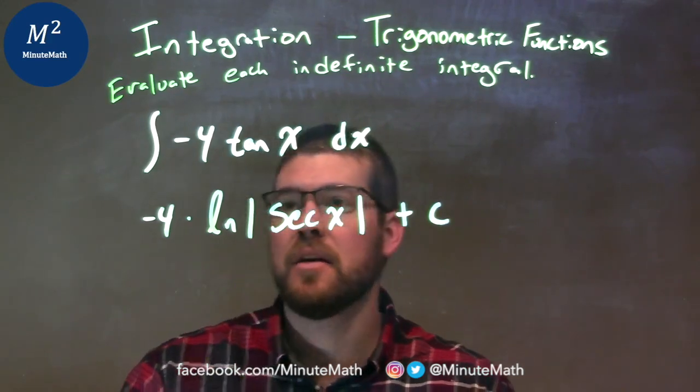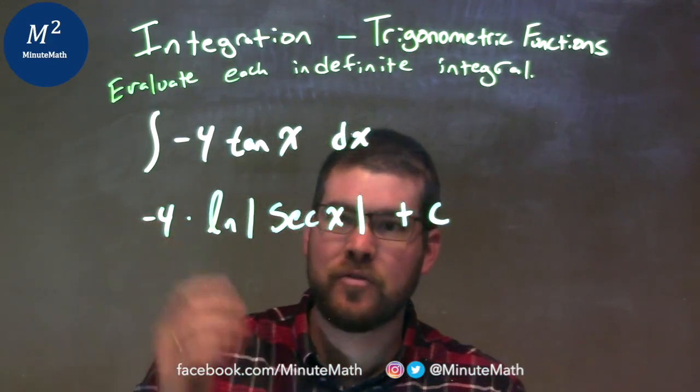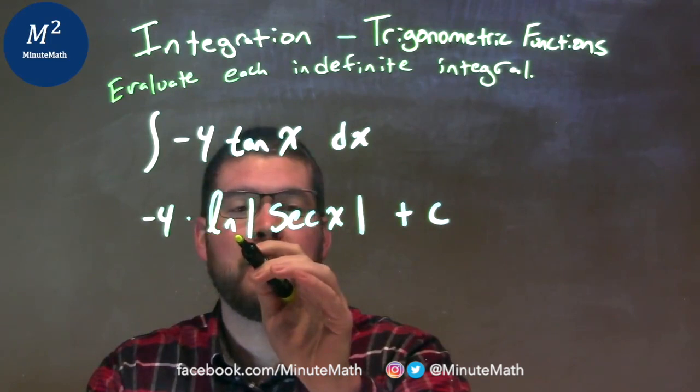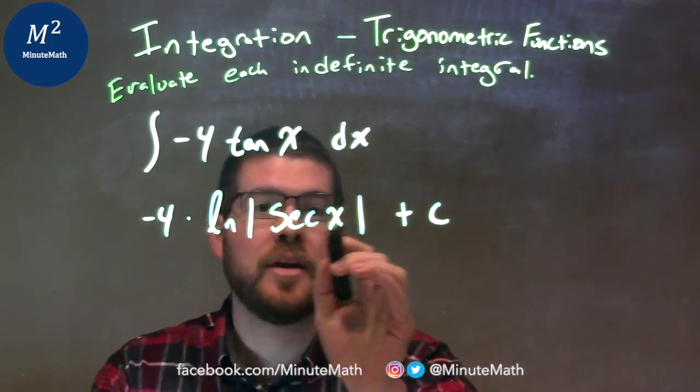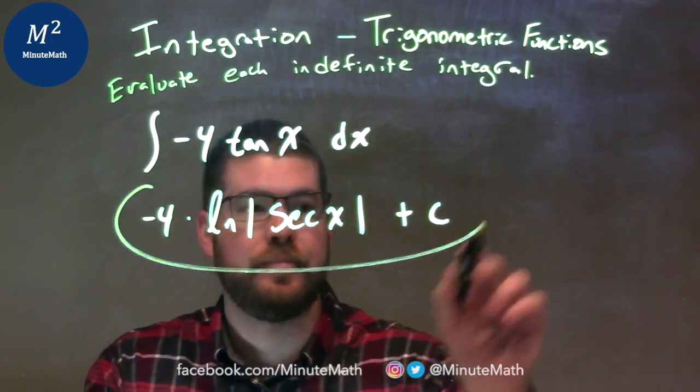Well, we're pretty much done. The constant was out front, negative 4. And so our final answer is negative 4 times the natural log of the absolute value of secant of x plus c.